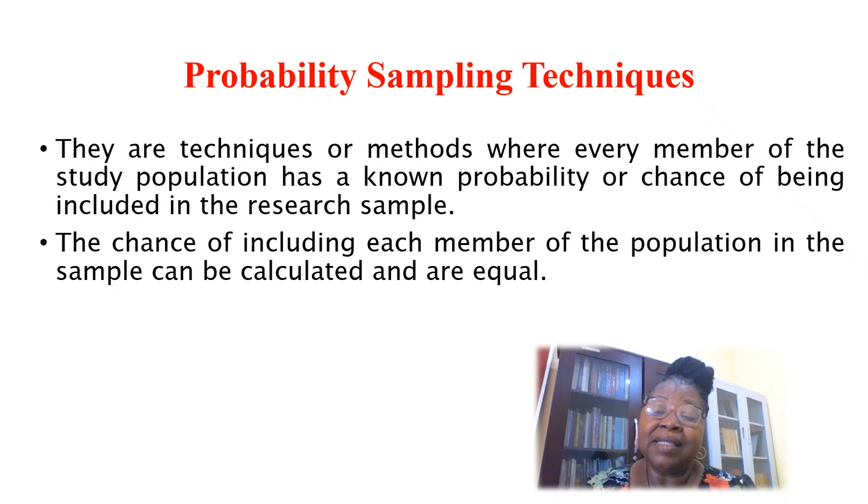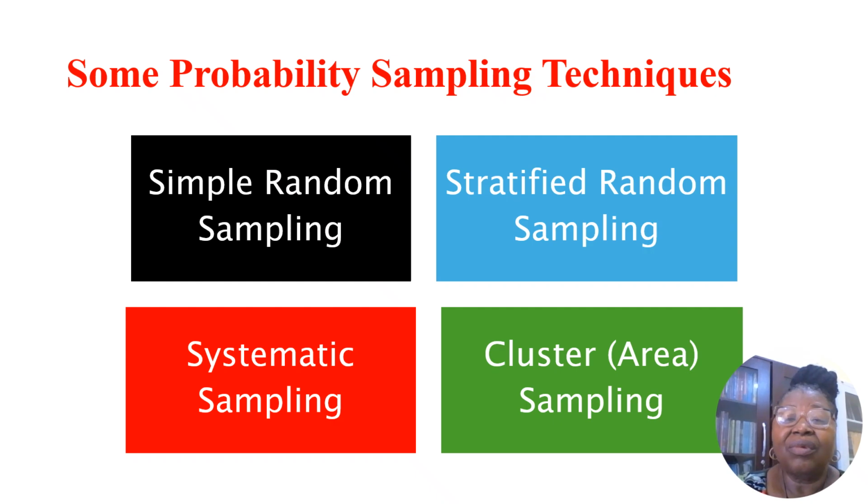When we say probability sampling techniques, what does it mean? They are techniques or methods where every member of the study population has a known probability or chance of being included in the research sample. The chance of including each member of the population in the sample can be calculated and are equal. Some sampling techniques include simple random sampling, stratified random sampling, systematic random sampling, cluster random sampling.